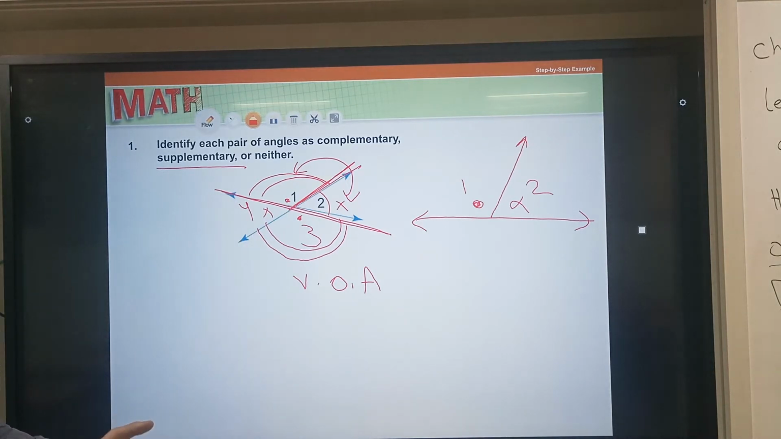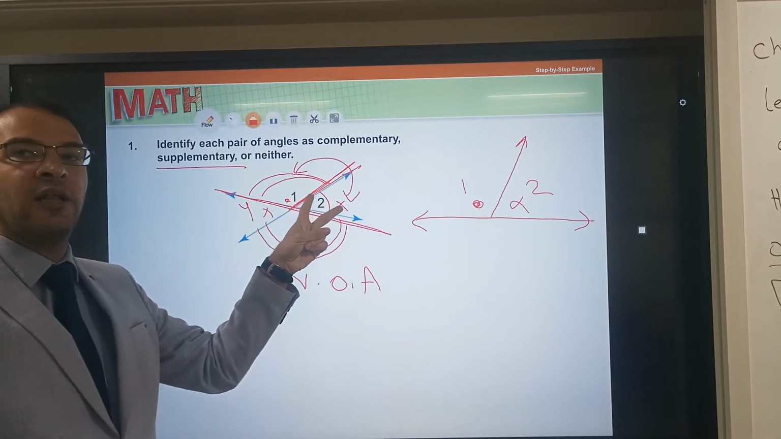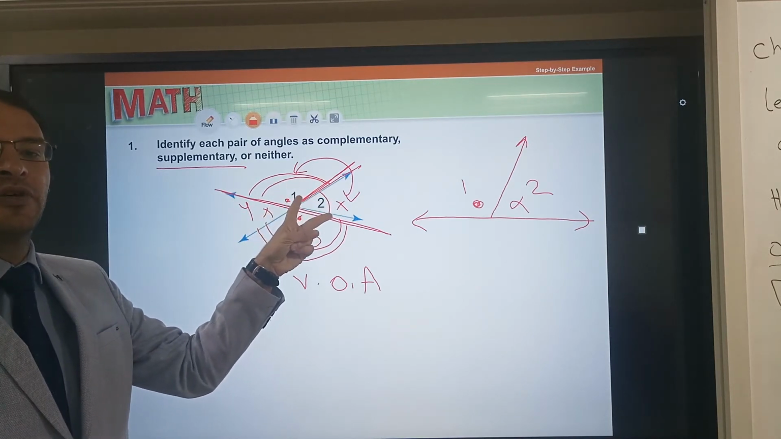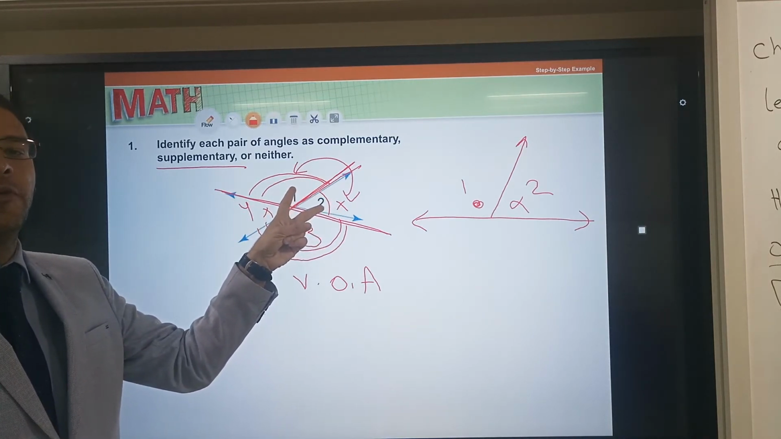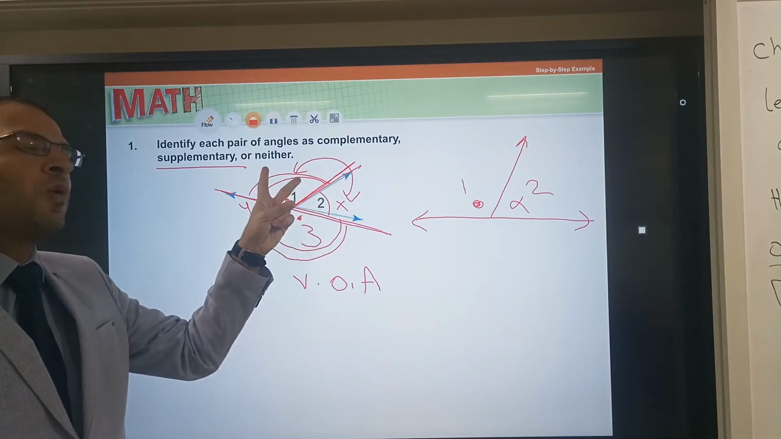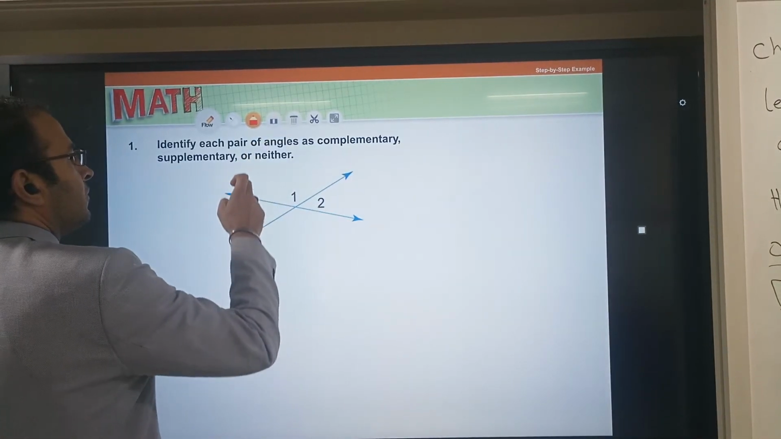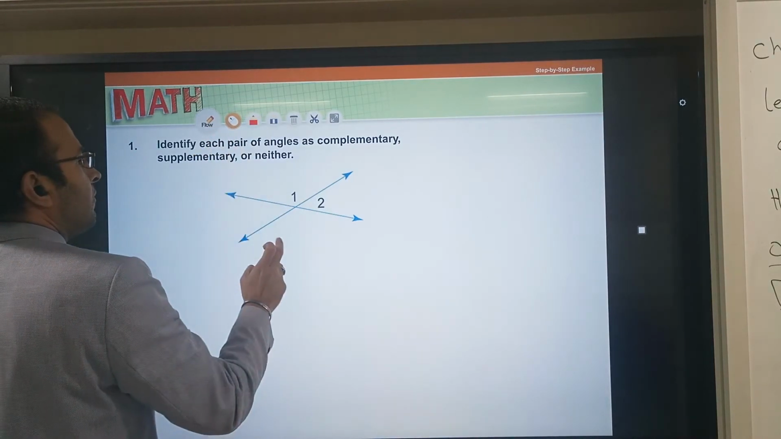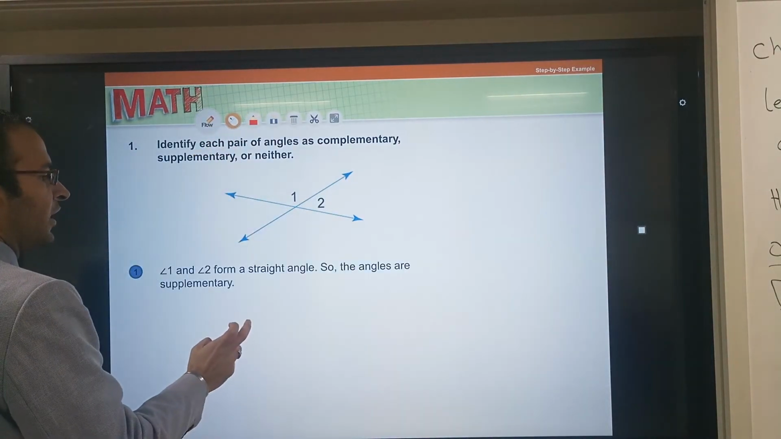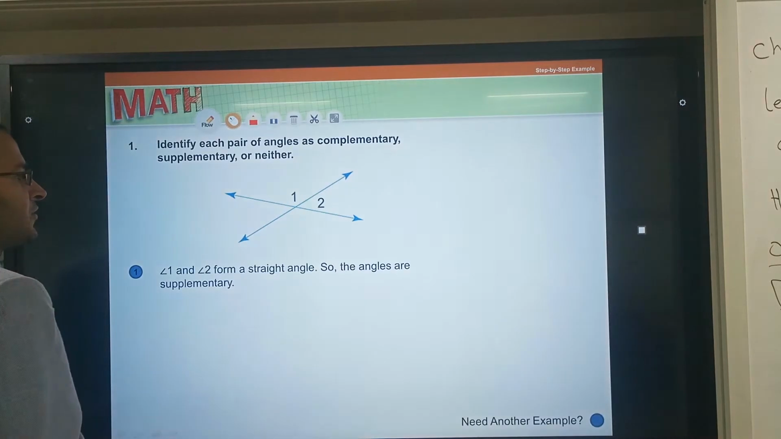But we have that, my friend, the sum of these two angles, the sum of their measure, is equal to 180. So we can call them supplementary. So angle 1 and 2 are supplementary angles.